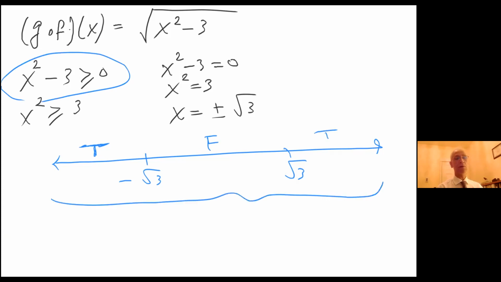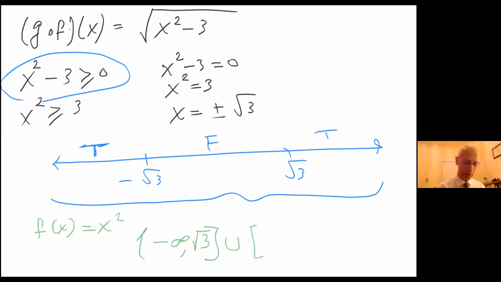And I have to also keep in mind, what was the domain of the inner function f? Well, f of x, we said that it was x squared, so there is no restriction. The domain of x squared is all real numbers. So the domain of g of f of x is negative infinity to negative square root of 3, together with square root of 3 all the way to infinity.